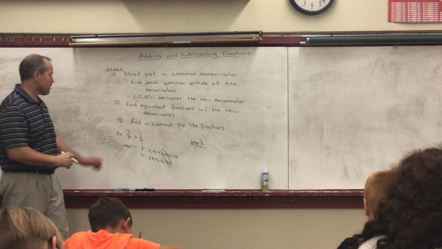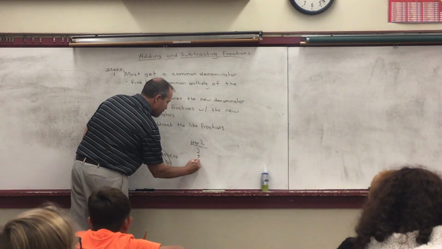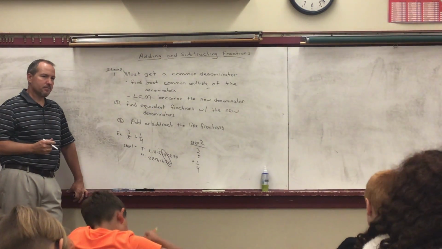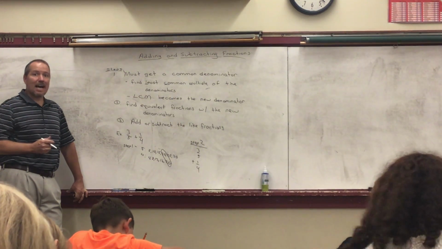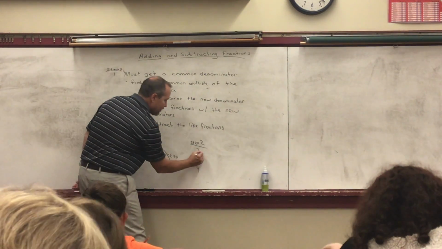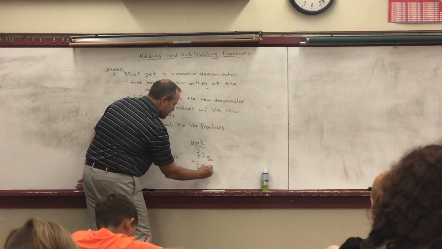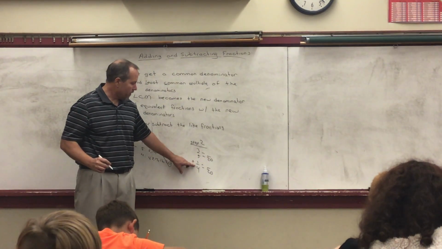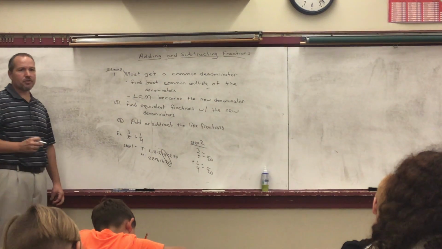Now, I want you to write this problem up and down. 3/5 plus 1/4. Our least common multiple was what? 20. So now that's going to become our new denominator. And so you're going to put 3/5 equals something over 20, and 1/4 equals something over 20. And we're going to get equivalent fractions.